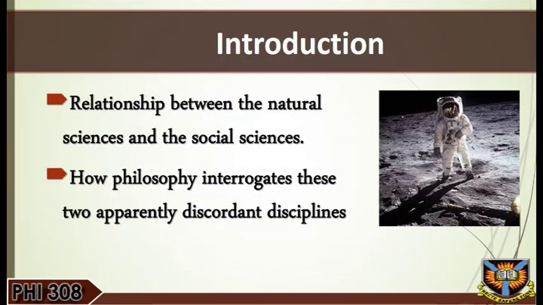Introduction. In this lecture, we shall be looking at the relationship between the natural sciences and the social sciences. Some scholars in these areas of discourse have always emphasized aspects where the two disciplines differ, thereby paying less attention to those areas where they corroborate and share ideas. This lecture will not only show areas where the two disciplines differ, but also areas where they converge. It will, in the process, also show how philosophy interrogates these two apparently discordant disciplines.